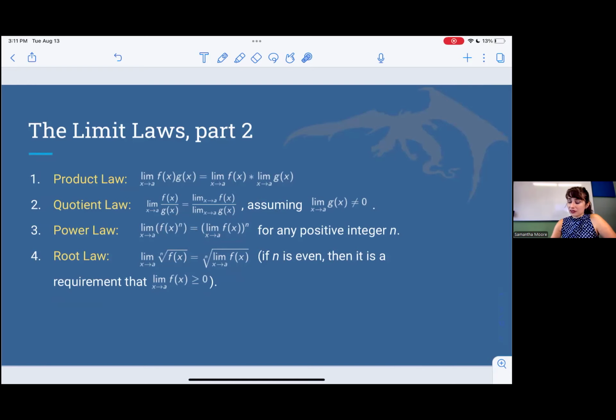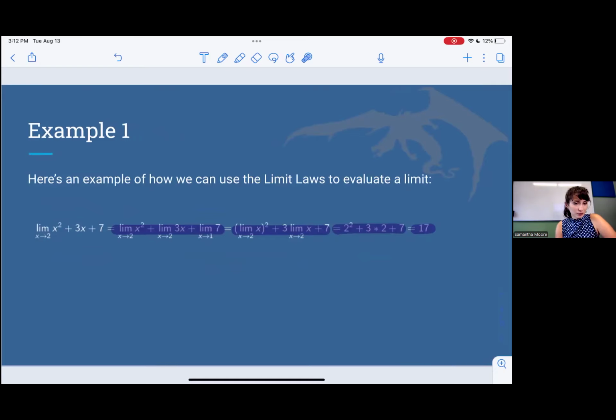And the root law similarly says that if I want to find the limit of the nth root of my function, I could first find the limit of my function and then take the nth root. Again, another caveat is that if we're looking at even roots, then the limit as x approaches a of f of x would need to be greater than or equal to 0 for this to be defined and to work. Okay, so that's a lot of laws, but they're all pretty intuitive, basically just saying that limits interact well with things like multiplication, division, powers, and so forth. So let's go ahead and see an example of this.